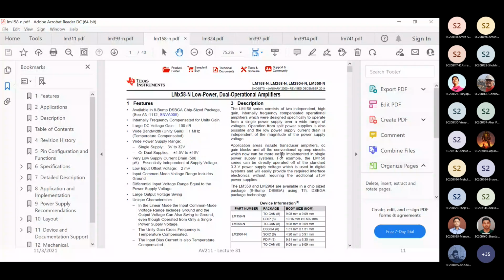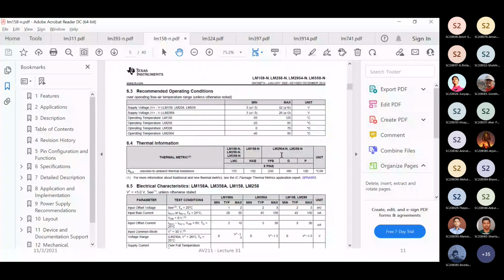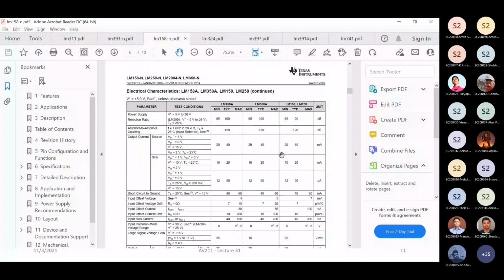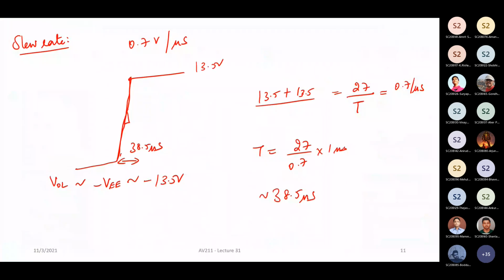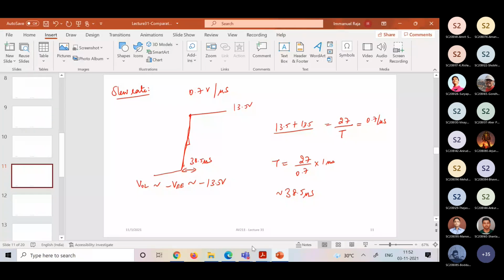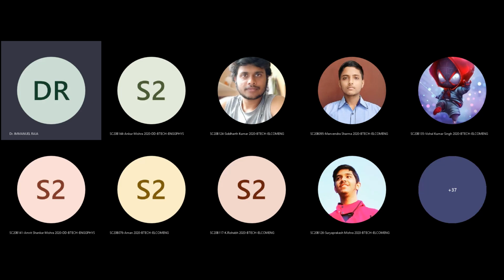Okay, so probably I'll just stop with this for today because we are running out of time. Any questions? Any doubts? I'll put all these data sheets on the Moodle page, so please do go through them. As engineers, you have to learn how to read data sheets and understand the performance. Any doubts? Any questions?